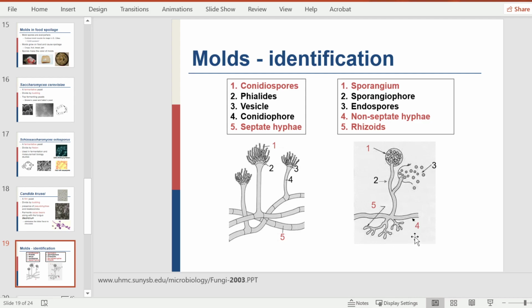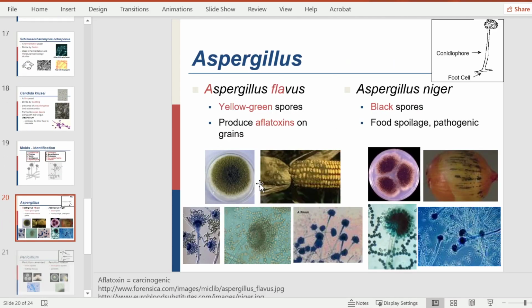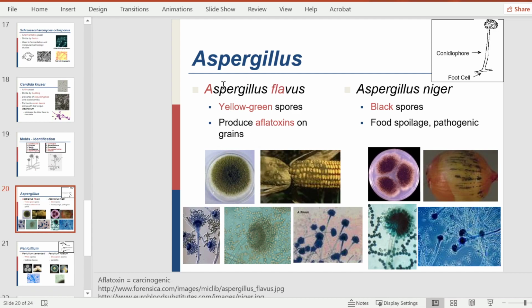And then down here we have our rhizoids. So these are going to be for any of the Rhizopus species. And then at the very top they're going to be producing sporangium. Okay? So now we have Aspergillus, two different species. We have Flavus and Niger. So Flavus is going to be yellow-green spores, and that's going to produce an aflatoxin. And then we have Niger, which is going to produce a black spore, okay? So you can tell them apart just because this is a more yellowish-greenish color, and this is going to be blackish. Okay, so again, these are going to have the conidiospores, conidiophore, okay.